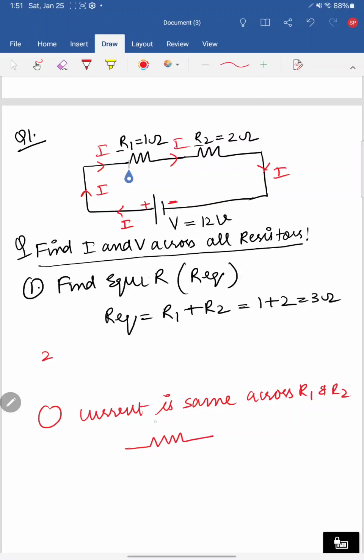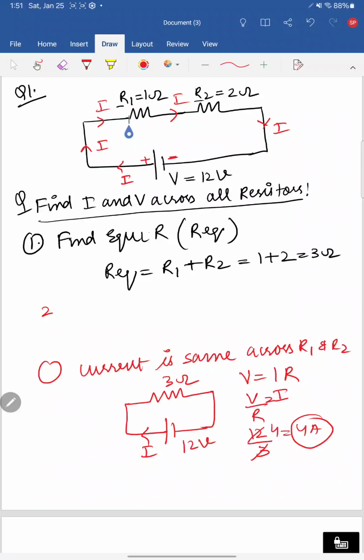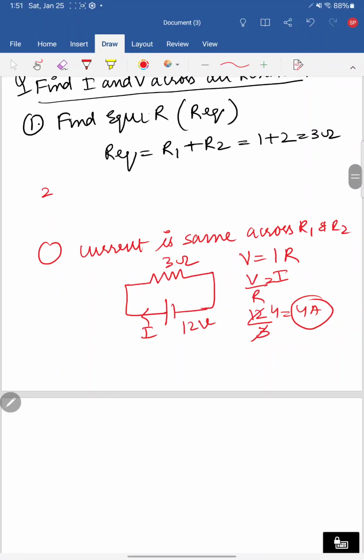So the equivalent resistance will be R, which is equal to R1 plus R2, that is 3 ohm. Let's directly write 3 ohm here, right? This voltage is V, that is 12 volt. So what will be the value of current? As per Ohm's law, V is equal to I into R. So I will be equal to V by R. That is 12 by 3, and it comes out to be 4 ampere. Right. So the value of total current in the circuit would be 4 ampere.